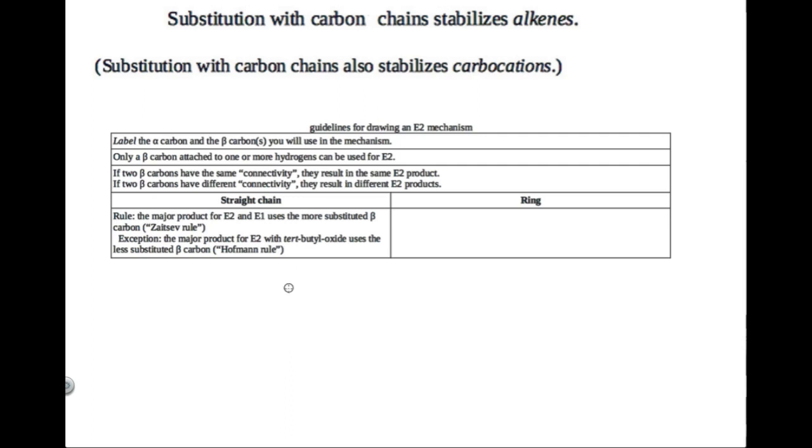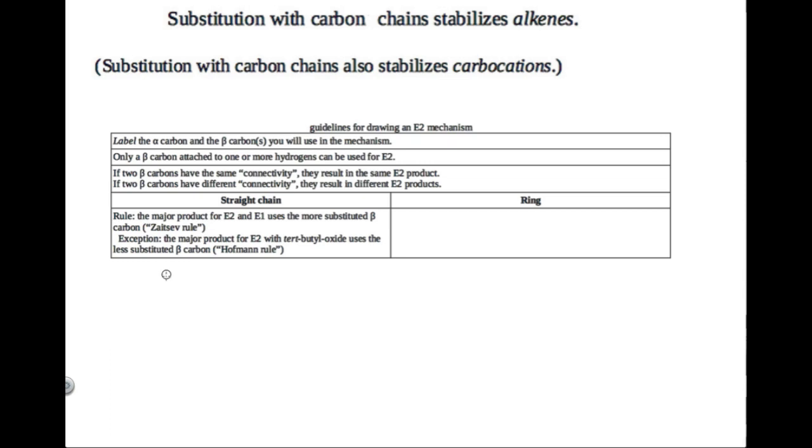Next point, notice that even though this video series is focusing on E2 reactions, this rule also works for E1 reactions. E1 reactions also produce alkenes, and therefore E1 reactions also prefer to use the more substituted beta carbon so that you can make the more substituted, more stabilized alkene. So this is a rule that generally works both for E2 and for E1 reactions. Next point, this is called the Zaitsev rule. It might be helpful for you to know that this is called the Zaitsev rule.